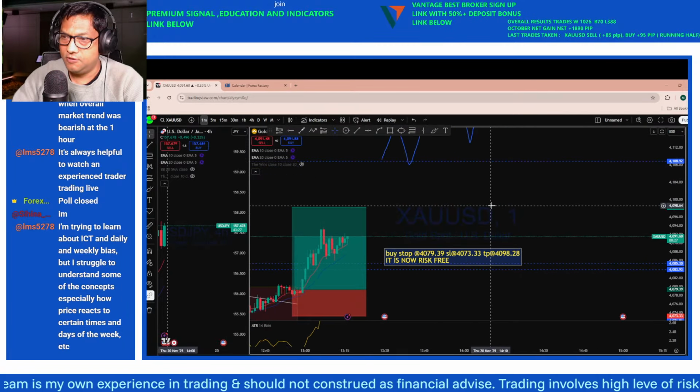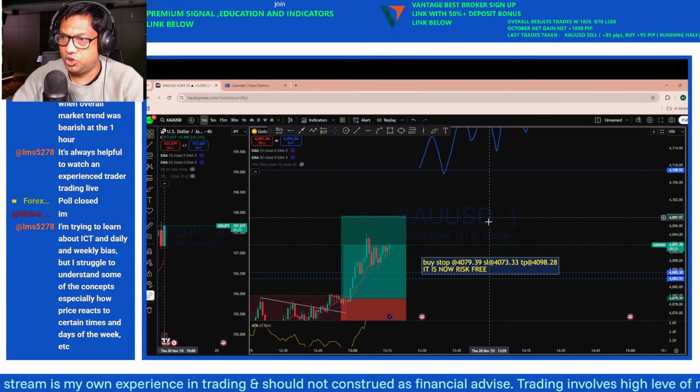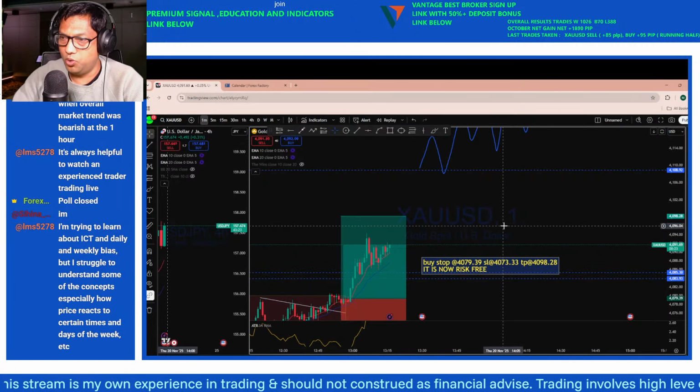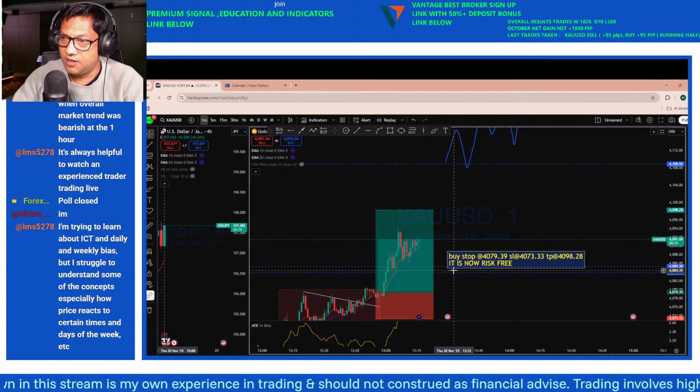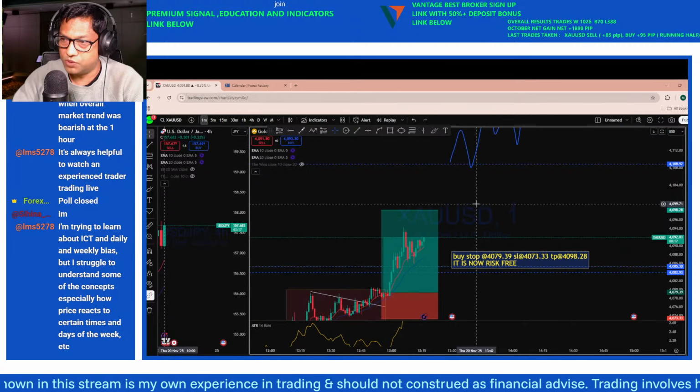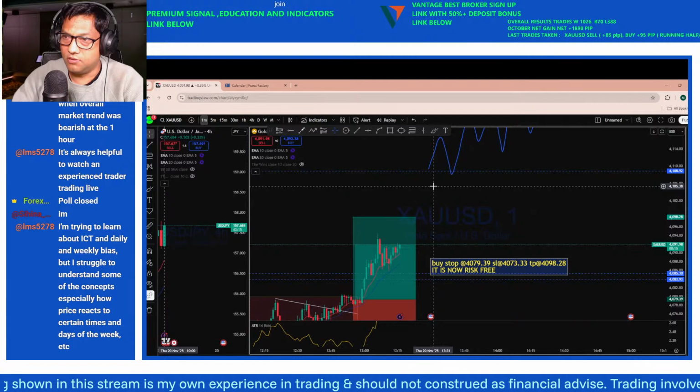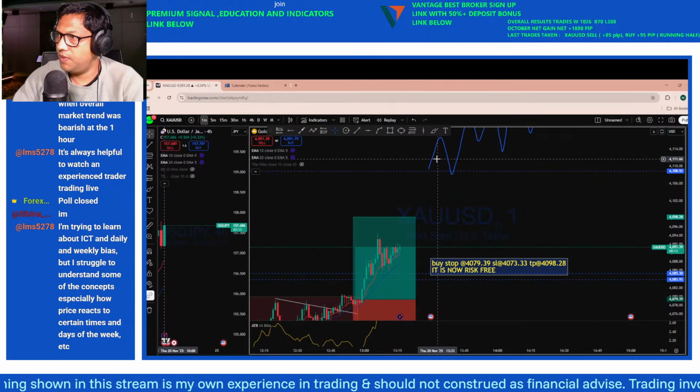Here the market structure is showing to be bullish. Now before the data, it might create a potential false breakdown and then bounce back up.